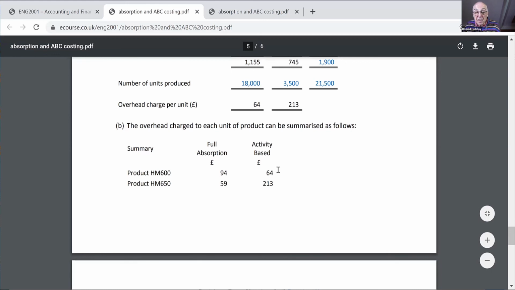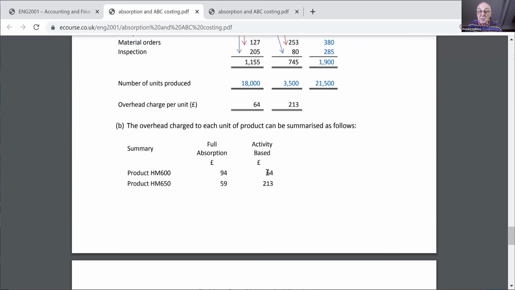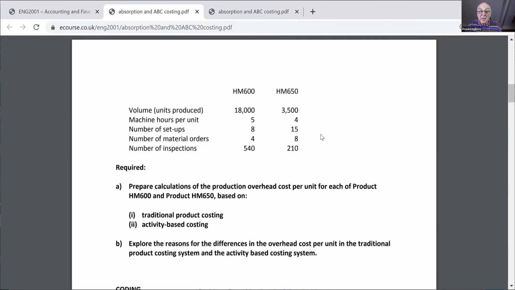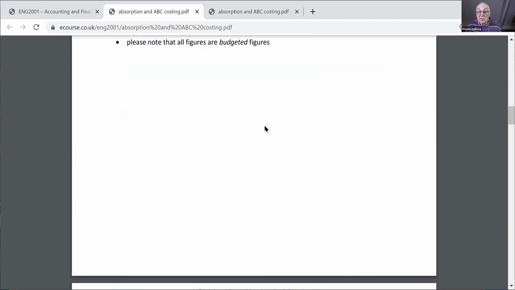Activity-based turns the tables, you might say. And when we look at activities, then in terms of overheads, HM 600 is very much less demanding, only 64, but really quite demanding in overheads when we look at HM 650. And to some extent, we can see why that is so. We've got our drivers where the number of setups is almost twice as much for HM 650. The number of material orders is twice as much. But on the other hand, and this is pro rata, quite high. So it's because we just used a different system.